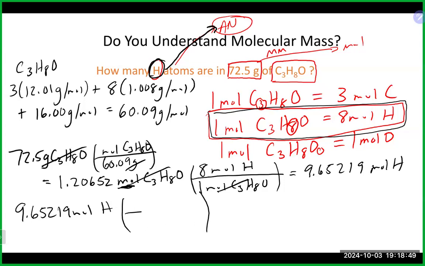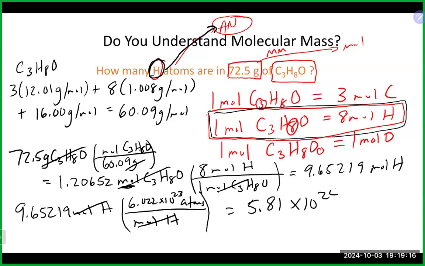And at this point here, we do want moles on the bottom, our Avogadro's number up on top. And again, this is going to be atoms now since we're just talking about hydrogen. The moles will cancel. And that would get us, at this point, multiplying by Avogadro's number, we got here 5.81 times 10 to the 24 atoms of hydrogen.